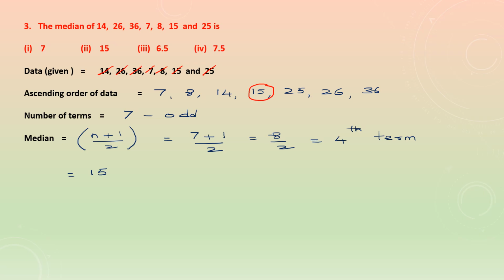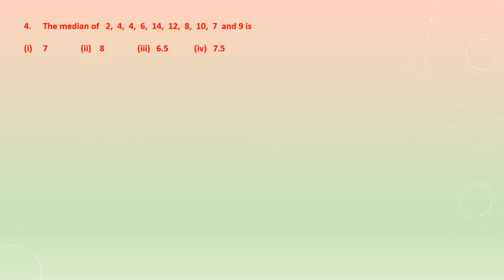Did you understand, children, how to get your answer? If the number of terms is odd, you have to apply this formula. And what is n? N is the number of terms. So here the number of terms is 7. So apply the formula and get your answer. So the median is 15 and that is option 2. Option 2, 15 is our answer.